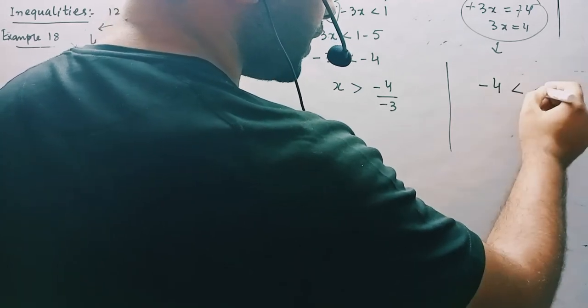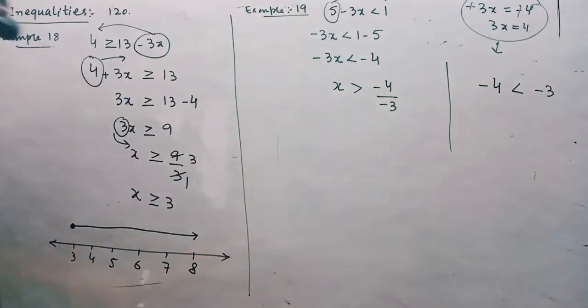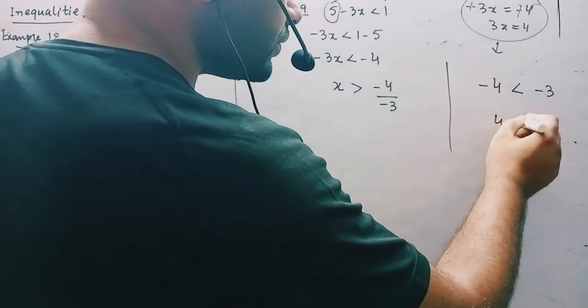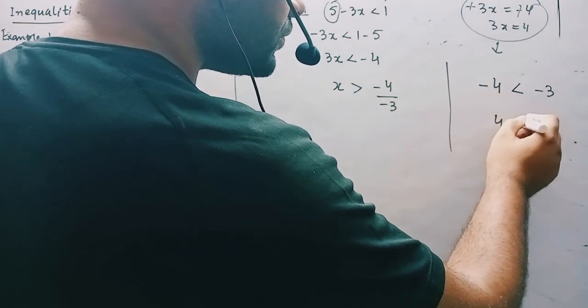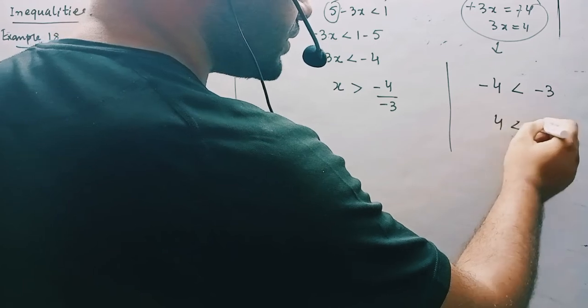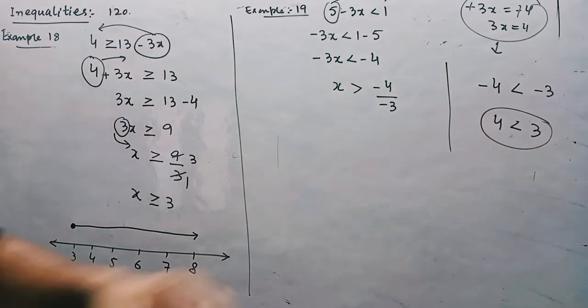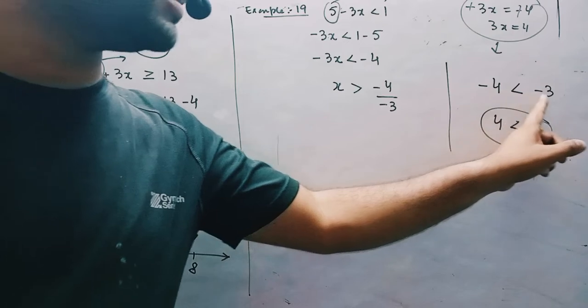Minus 4 is less than minus 3. I will give you the example. अगर मैं माइनस निकाल लेता हूं, 4 is less than 3. क्या ये करेक्ट है? This is not correct. You can see here minus 4 is less than minus 3.